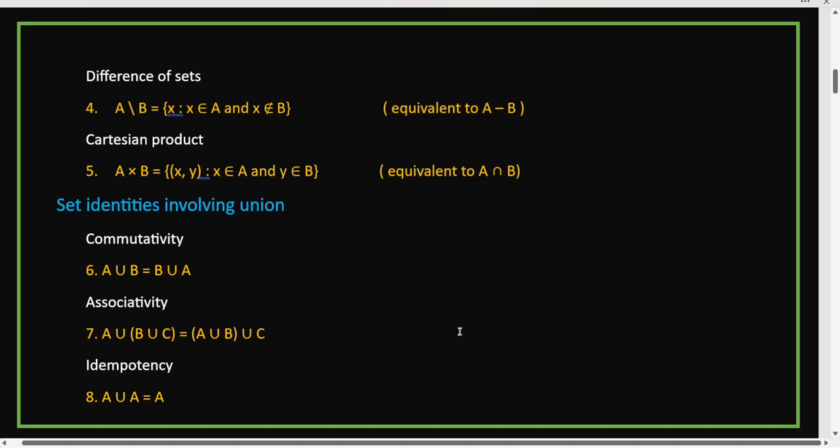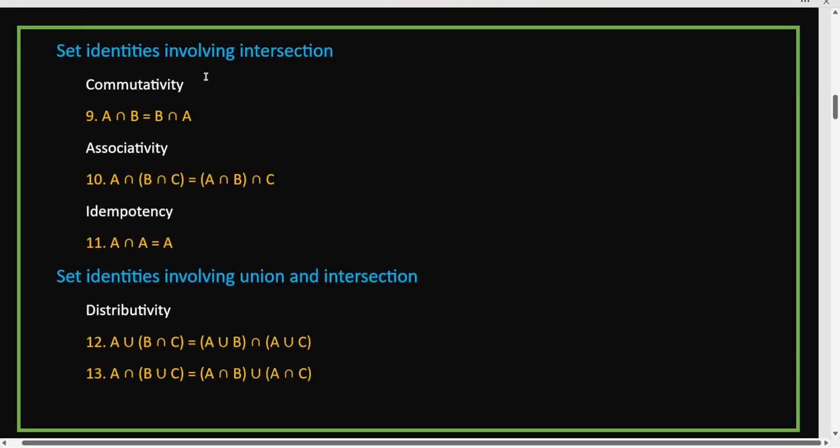These are some set identities involving union. I've given commutativity, associativity, idempotency. We have seen all this in the previous videos. I'm just giving everything in one place. And also set identities involving intersection: associativity, idempotency, and commutativity. And set identities involving union and intersection: distributivity.